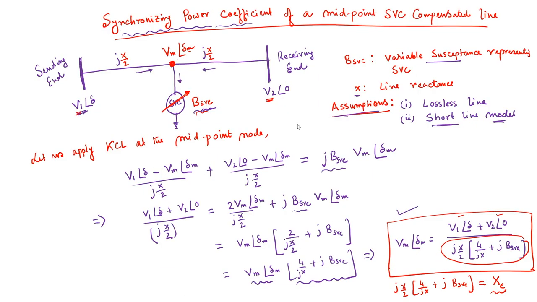Okay. So, let us move forward and see what we were discussing in the last class. We are deriving the expression of synchronizing power coefficient of a midpoint SVC compensated line, right. Now, we consider that at the midpoint of this transmission line we have an SVC, and the SVC is modeled as a variable susceptance. Here our assumption is that we consider a lossless line and a short line. In addition to that, we will consider another assumption that the line is symmetrical in nature. As of now, we have seen all the derivation for this particular course. I consider this assumption as well, that is, the line is symmetrical.